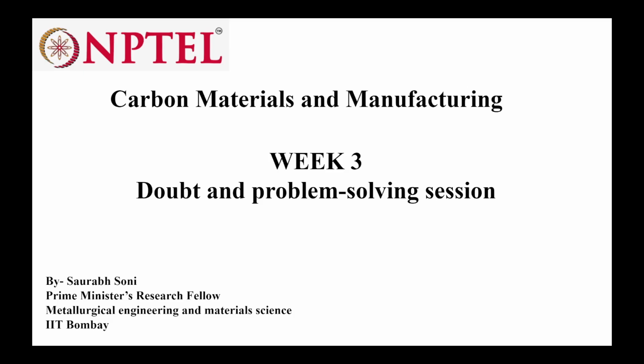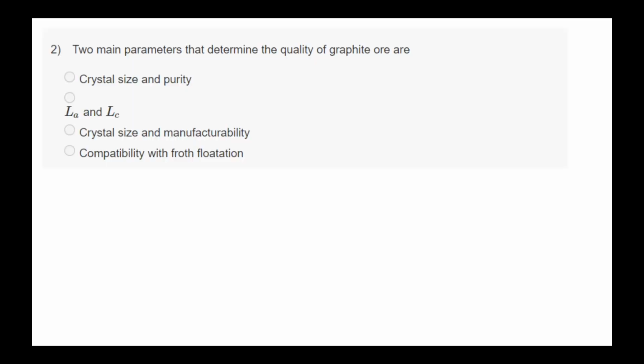Okay, now I'll begin with the questions directly. The first question is: two main parameters that determine the quality of graphite. As a material scientist, whatever material we have, the ore is where we are getting our materials from, in very general or broad terms.